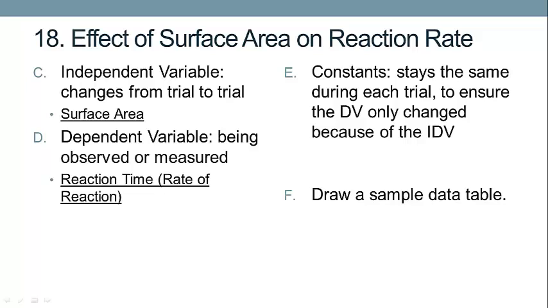Constants are things that have to stay the same for all trials. So I want to make sure that the only reason the dependent variable, the reaction rate, changed is because of the independent variable, because of the surface area. So everything else needs to be kept constant: the mass of the samples, the timer used, the scale used, the temperature that this reaction is done at, the brand and the age of the magnesium. I want to make sure that everything is the same so that the only reason reaction time changes is because of surface area.